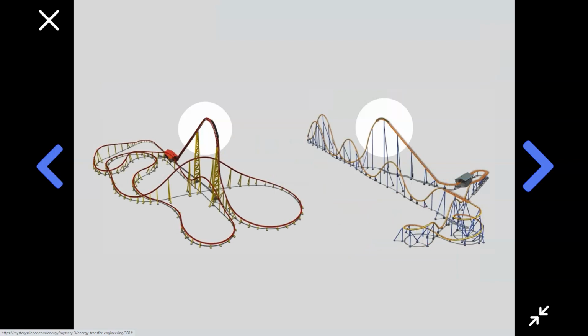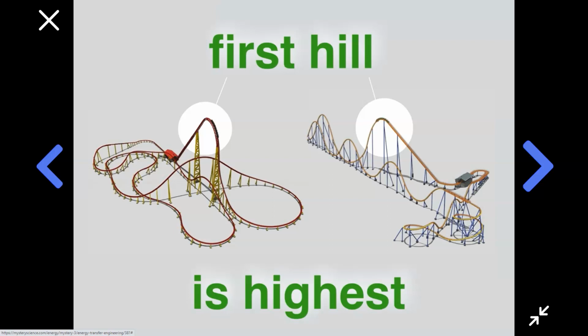So in both of the layouts we looked at, the first hill was the highest. That's not a coincidence. You could look at 1,000 more roller coaster designs and their highest point will always be their first hill. Why do you think that is? Why is the first hill in a roller coaster always the highest?